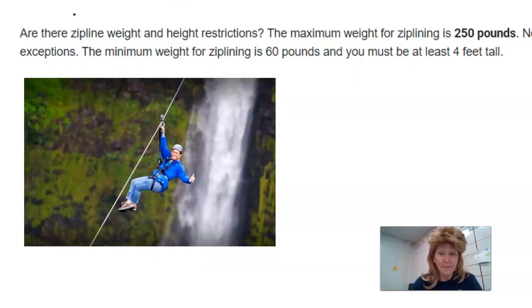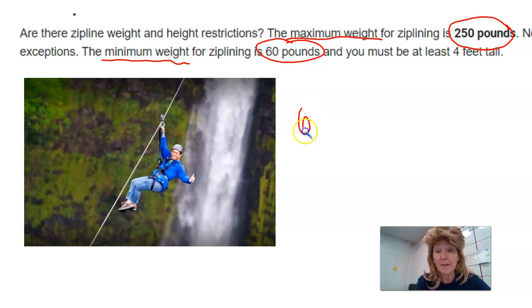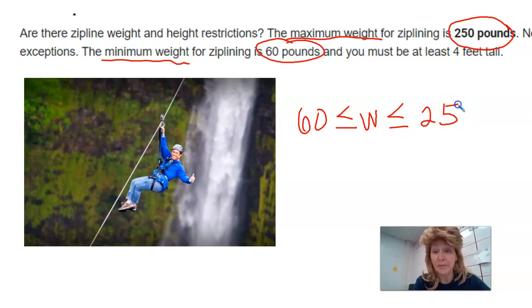If you've ever gone zip lining, you know that there could be weight and height restrictions. So I want you to think about this. The maximum weight for zipping is 250 pounds, and then there's a minimum weight of 60 pounds. So if I was going to write an inequality, I would say 60 is less than or equal to my weight, which has to be less than or equal to 250 pounds.